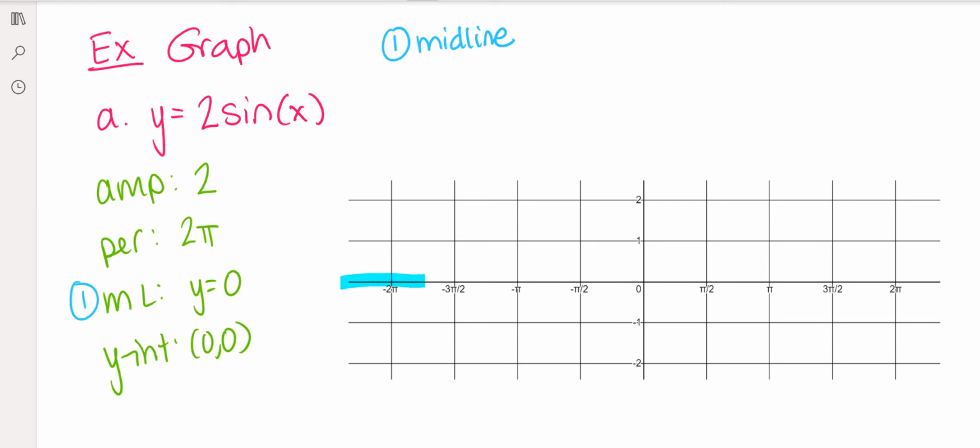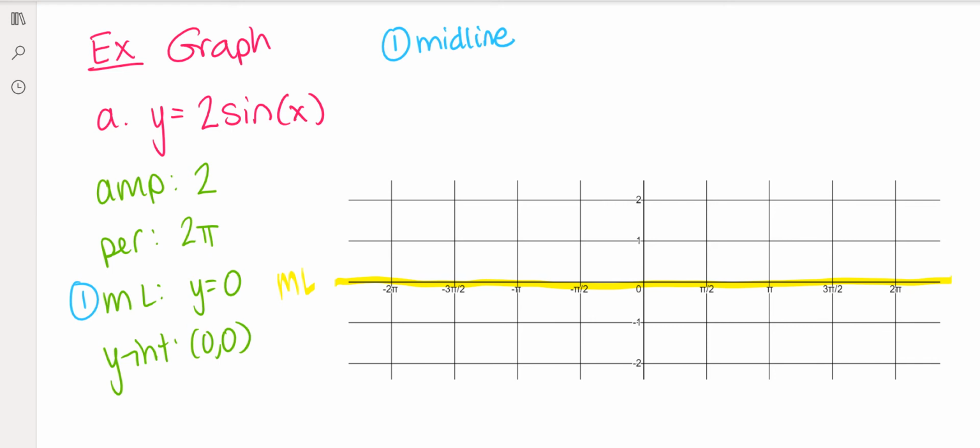Okay, so midline. I don't need it that big. Got my midline. Are we okay with graphing the midline? You might want to label that as the midline. If you're not going to remember how to graph the midline, you should though. We all should know how to graph a horizontal line.